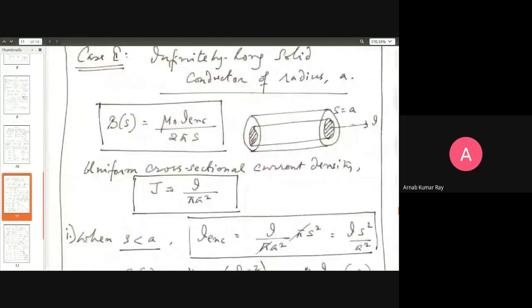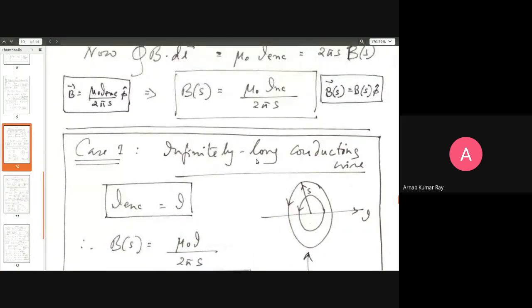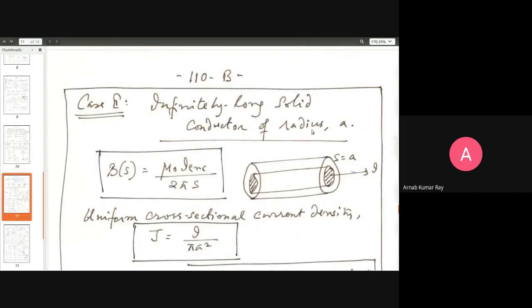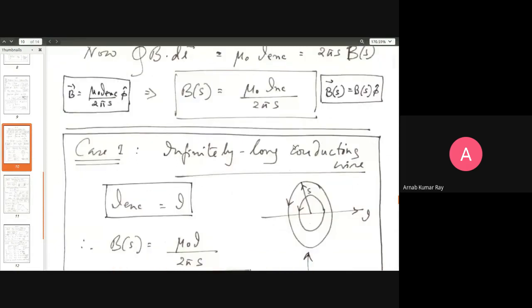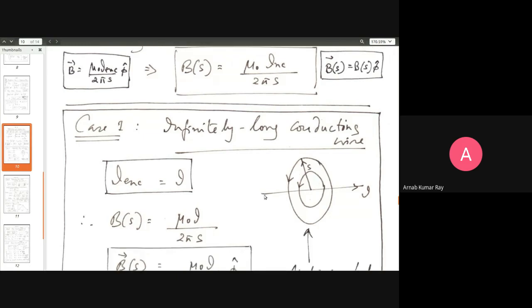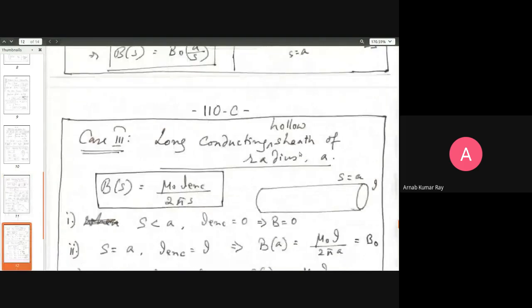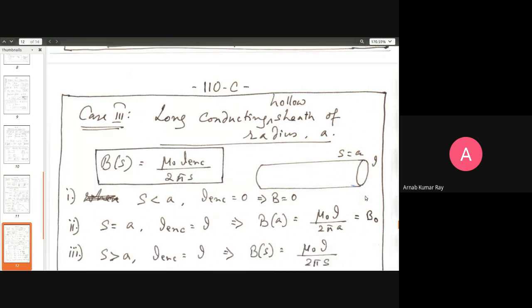Okay, so we have discussed case one, infinitely long conducting wire, and case two, infinitely long solid conductor of radius A. The first case was of a thin wire, so thin that you don't have to take its radius to be anything other than 0. So here you have a wire of thick radius. Now we shall look at another case, a long conducting hollow sheath of radius A, hollow. It's just like a tube, a copper tube, let us say. And the current is only confined to the surface of the tube. The inside is hollow, so there can be no current passing through it.